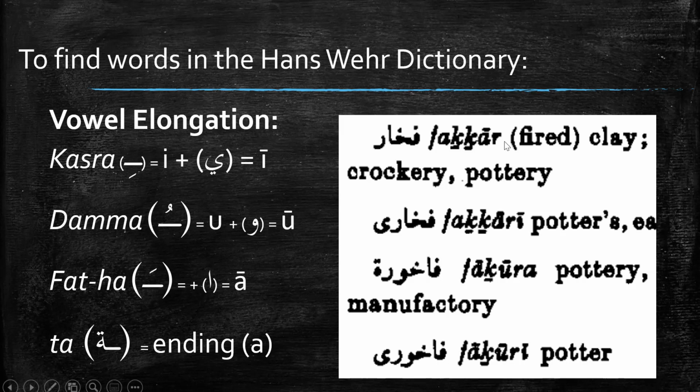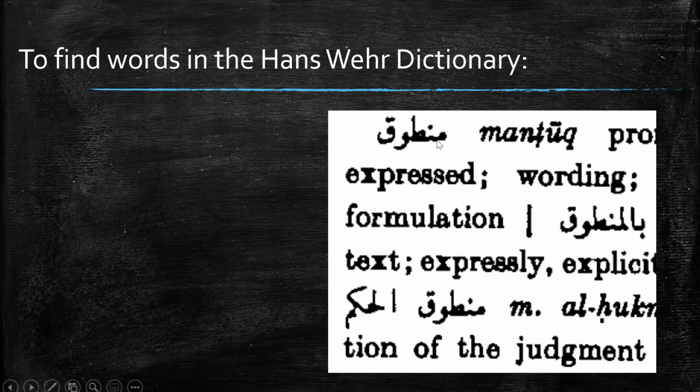No A at the end because there's no ta marbuta. So that's our word there. Mantuq. These are the types of words you're going to be looking at in Unit 2, the different forms. The meme and the wow are extra letters you'll be taking.